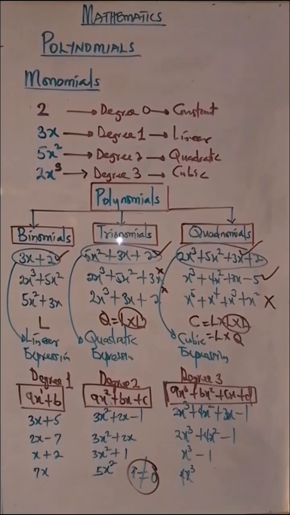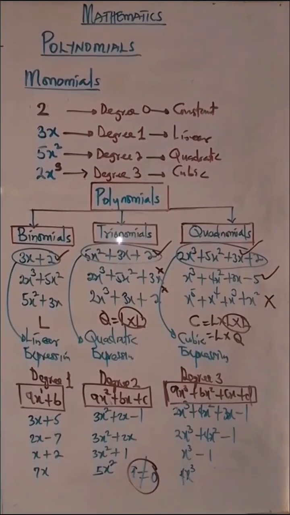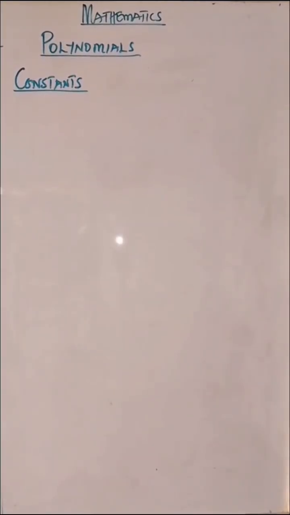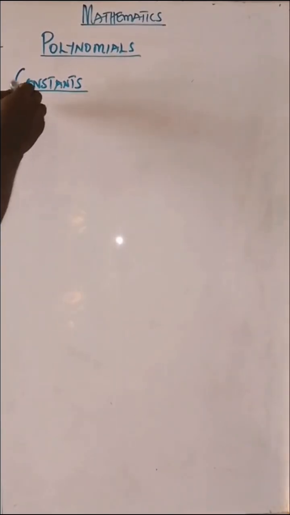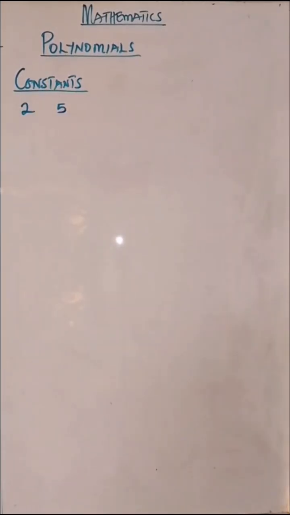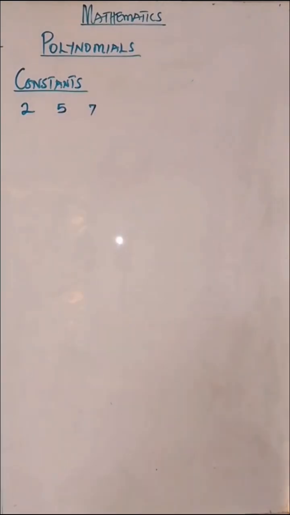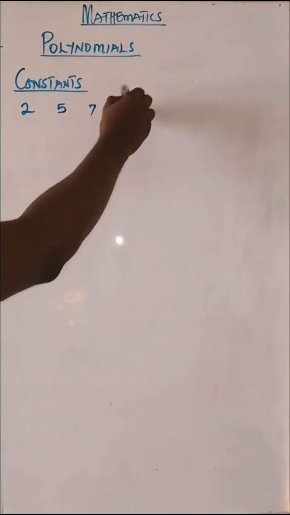Now let's move to linear expressions. But before that, let's talk about constants first. Constants. What are constants? Just numbers. They do not change with any other unknown. They have no connection. Example: 2 is a constant. 5 is a constant. 7 is a constant. Constants are not always whole numbers. 7 over 2 is a constant.